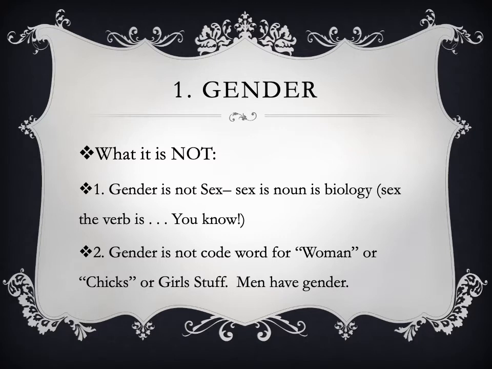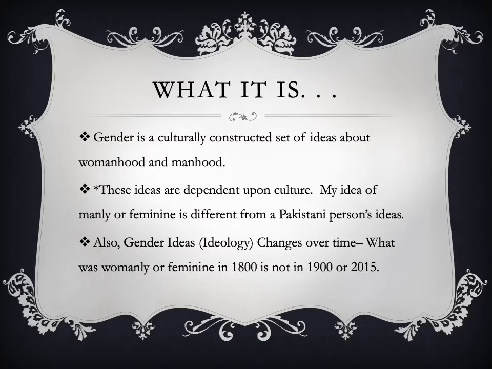Okay, next slide. What is gender? If it's not sex the noun or sex the verb, and it's not a code word for chicks or the babes, what is it? Well, here's the fancy definition. Gender is the culturally constructed set of ideas about womanhood and manhood, and all the stuff in between, okay? I'm not trying to be binary and icky. These ideas are dependent on culture.